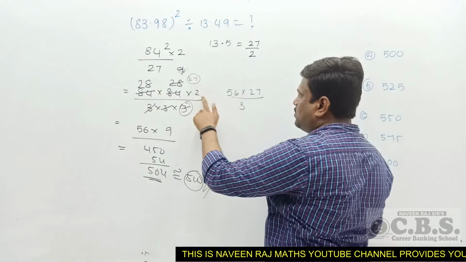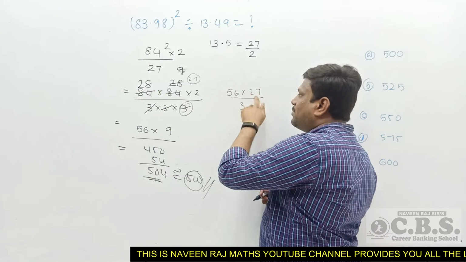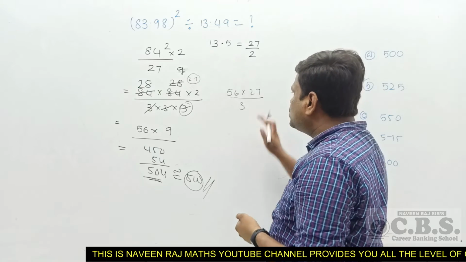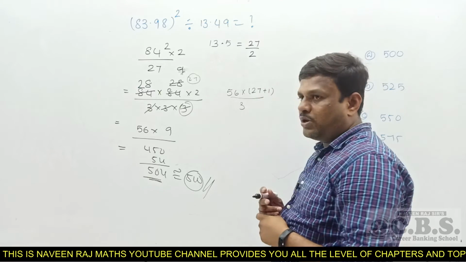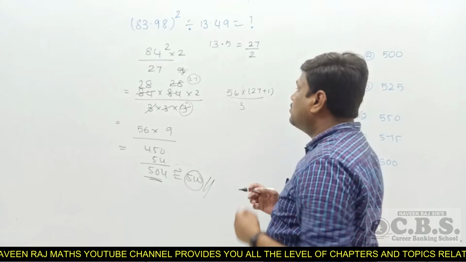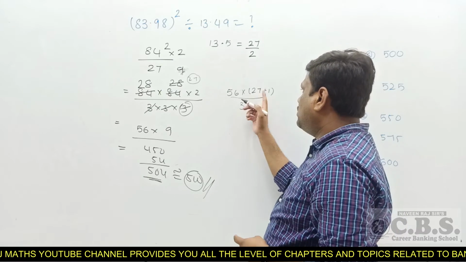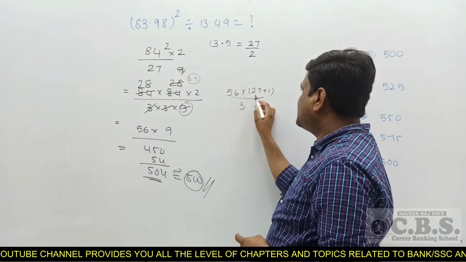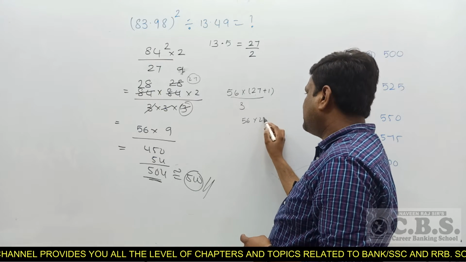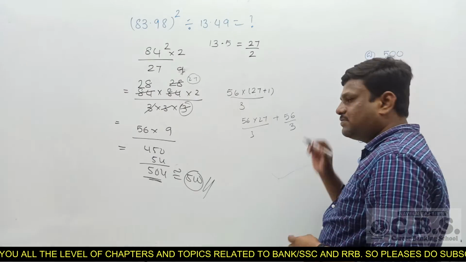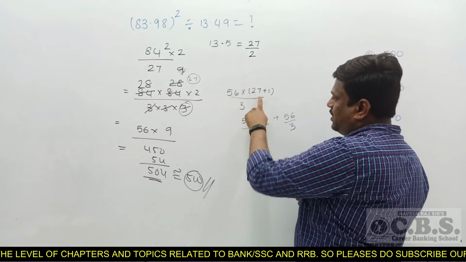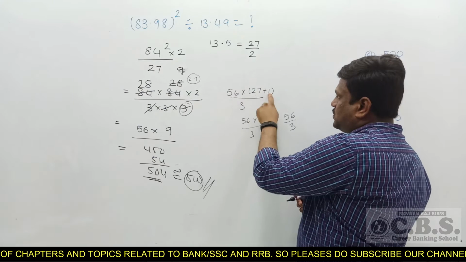28 twos are how much? 56. This 28 you can approximate as 27, so nothing but 27 plus 1. Get my point? So how much value is lost? It is 56 into 27 divided by 3 plus 56 divided by 3. Get my point? So 56 into 27 divided by 3, and 56 into 1 divided by 3.